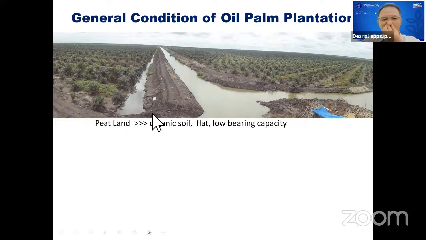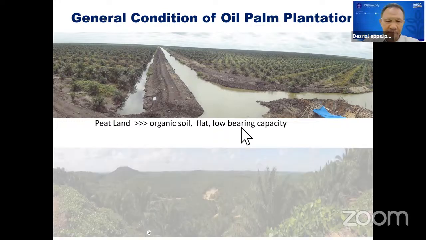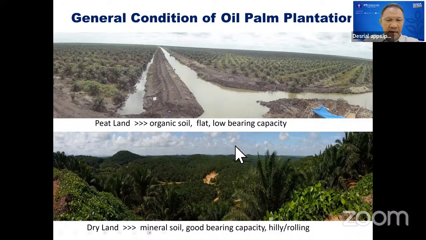There are two types of soil that we usually use. The first is the very flat lowland, or sometimes we also call it peatland. It has organic soil, flat, and unfortunately very low bearing capacity. On the other side, we also have dry land, which is mostly mineral soil. It has a good bearing capacity. However, the situation is very hilly, or undulating and rolling.